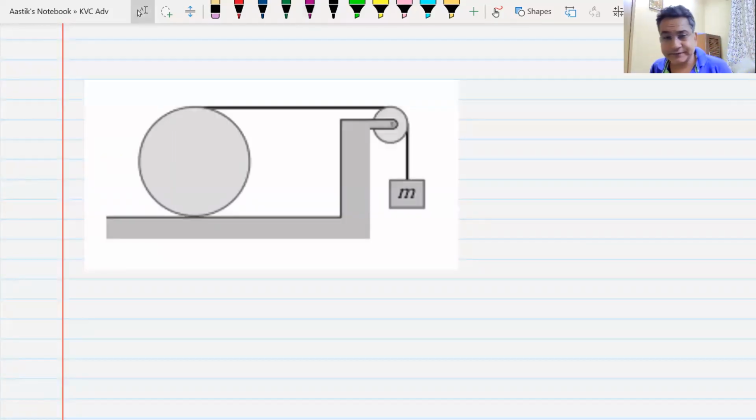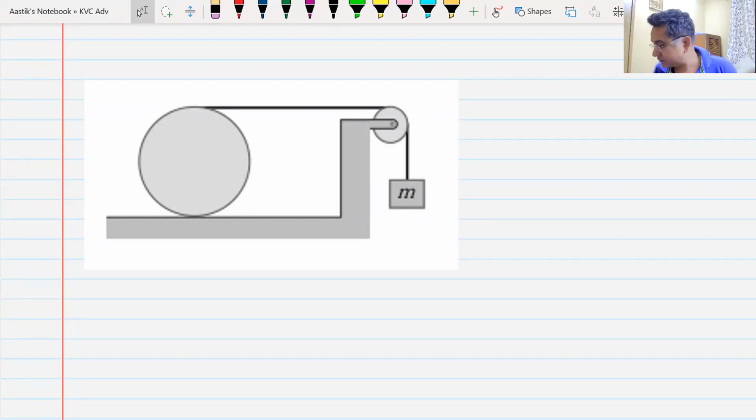If this is the case, if I leave it, there is no friction, let us say. Let us not worry about friction. There is no friction. How does this system move?